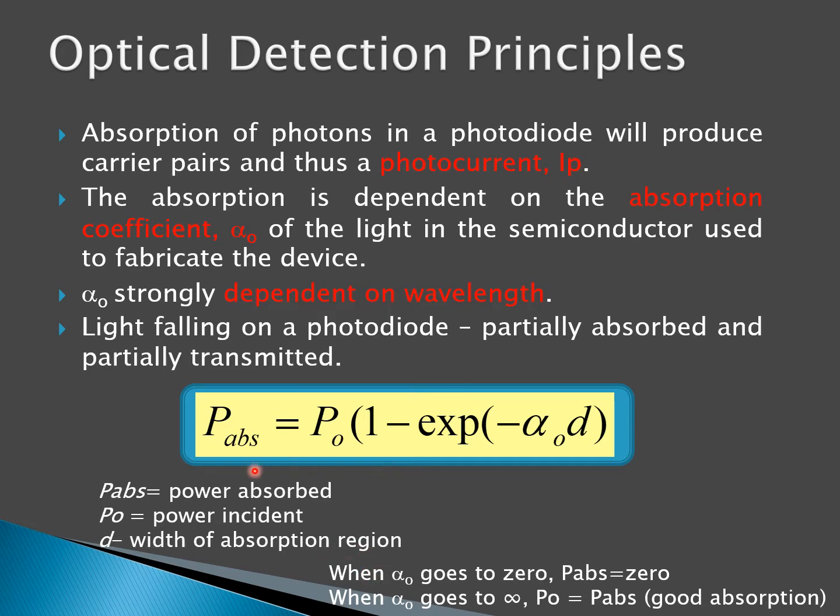You can see from this equation, when alpha naught goes to 0, exponent 0 is 1, so 1 minus 1 is 0, and the power absorbed is equal to 0. So when alpha naught goes to 0, the absorbed power is also equal to 0. When alpha naught goes to infinity, the power incident is equal to the absorbed power. It means that it is a good absorption device.